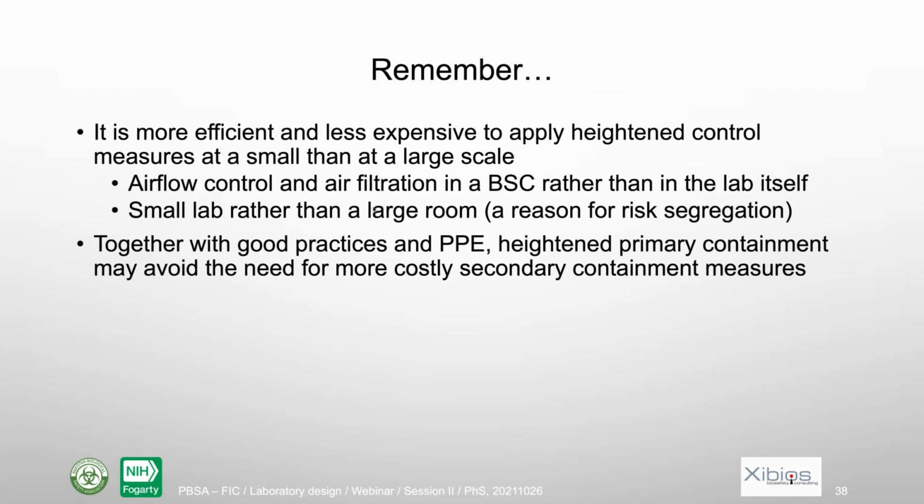About primary containment. Primary containment is some equipment like a closed system, like biosafety cabinets. Good practices and PPE might be needed also, and good practices are needed with biosafety cabinets, for instance. But having all that, primary containment, good practice and PPE might be enough to avoid secondary containment measures. Again, there is a big advantage of working at a small scale.